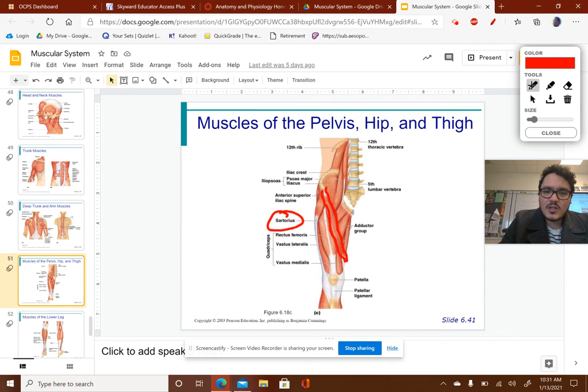And lastly, there's a group of muscles. There's a ton of muscles in your thigh, but there's a group of muscles.